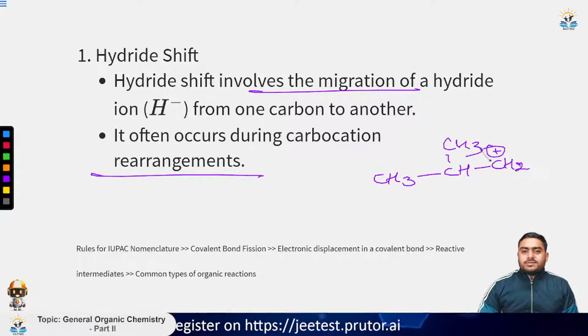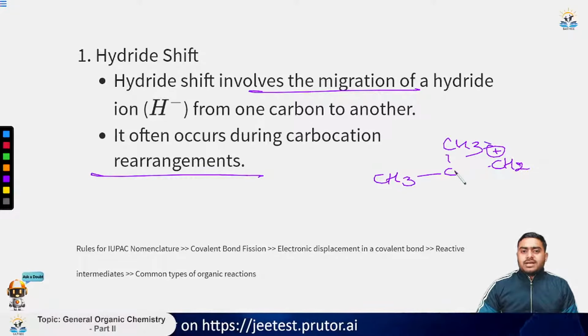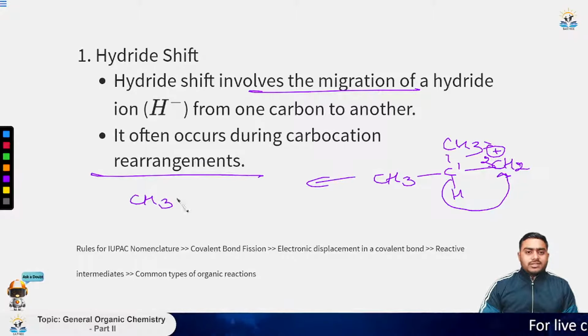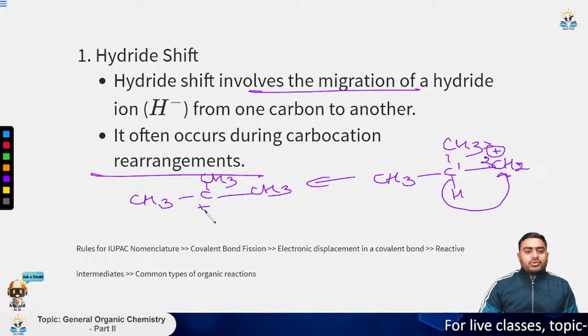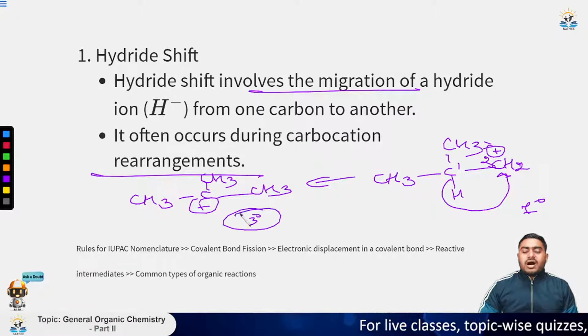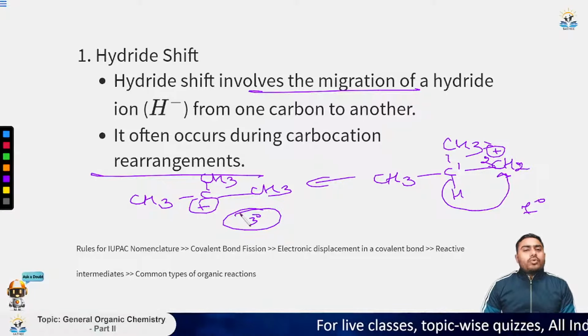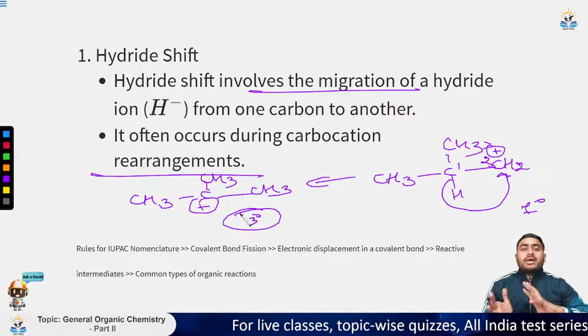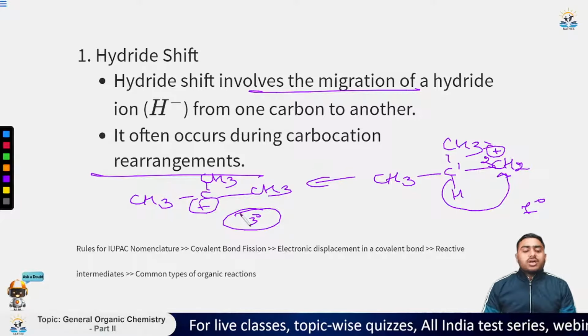So what happens? You can see there is a hydrogen. This hydrogen will migrate to this carbon. That means a 1-2 hydride shift will take place, and you will get CH3, C, CH3, CH3 and positive. So this is primary and this is tertiary. Hydride shift will take place when there is a conversion of primary to secondary, primary to tertiary, or secondary to tertiary carbocation.